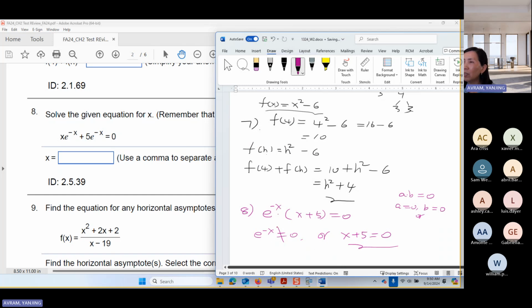All right, so you don't have to solve this one right here because this will never go to 0. Just remember this way. So this will be just x equals negative 5. Okay, only one answer.